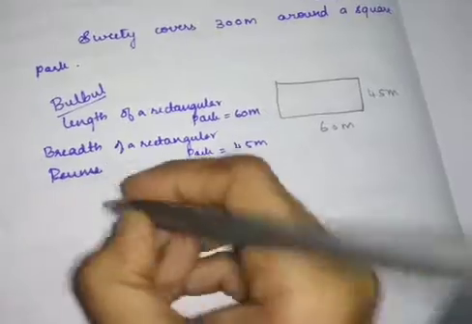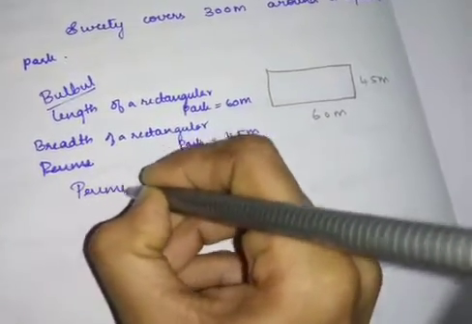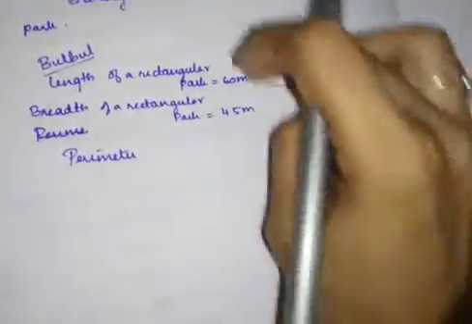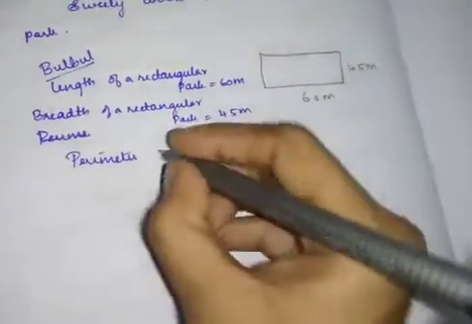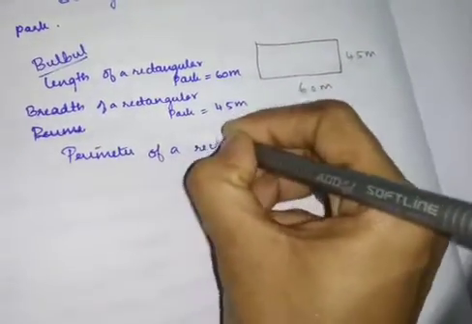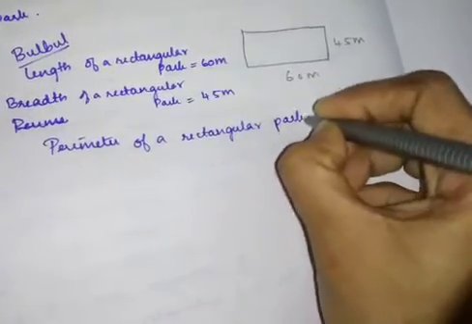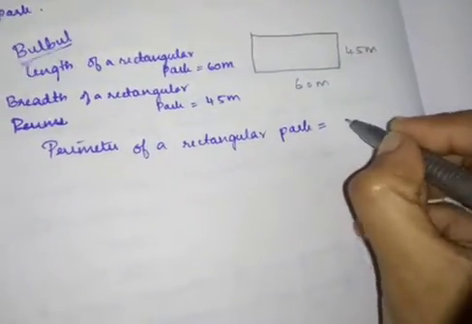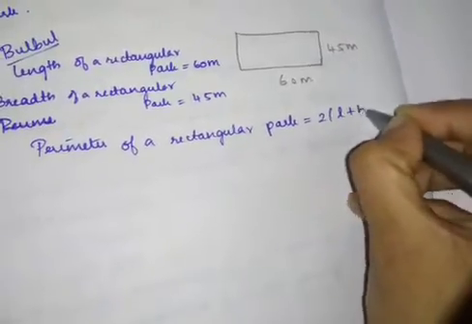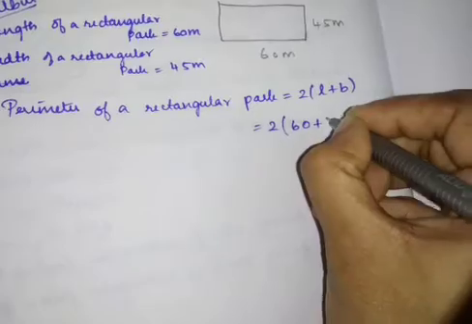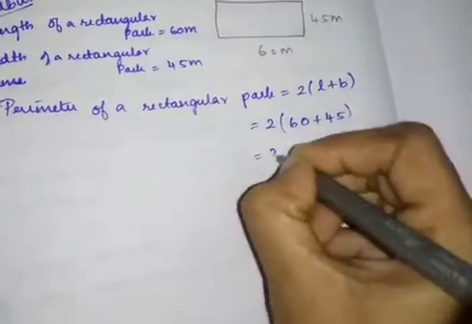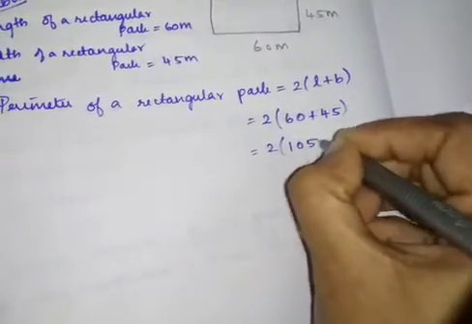Now we are supposed to find the perimeter, because the actual meaning is he is covering around this park. Perimeter of a rectangular park is, what is the formula for the perimeter of the rectangular park? 2 into L plus B. 2 into 60 plus 45, which is 105.